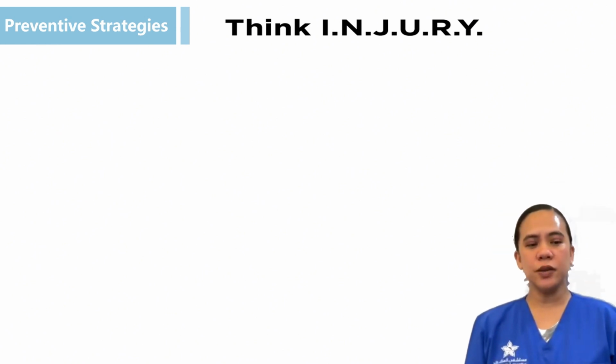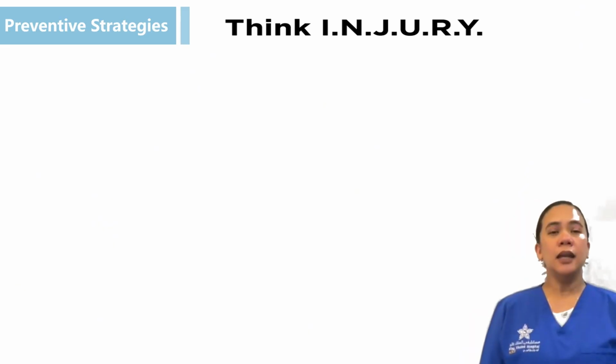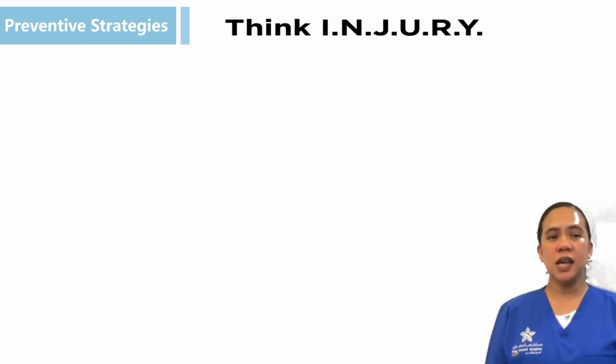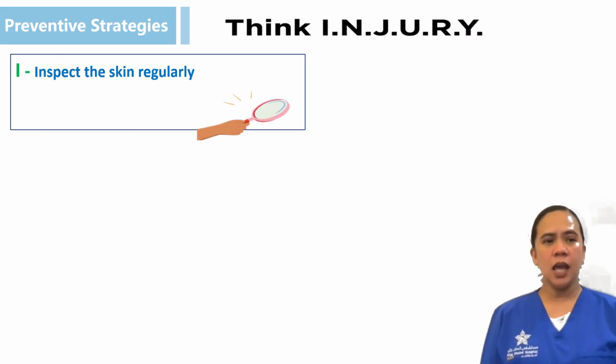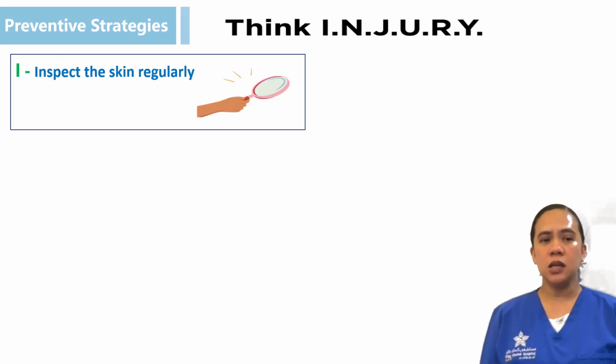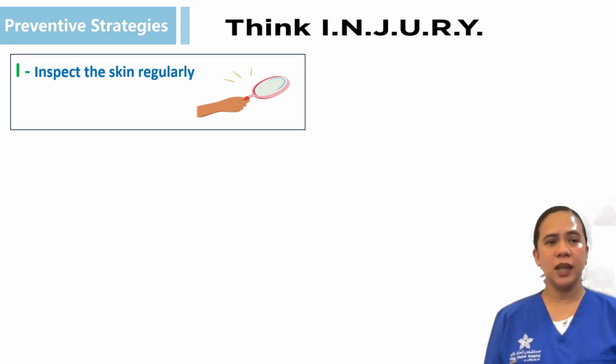Each letter in INJURY represents a core preventive strategy that addresses one or more risk factors for pressure ulcers. Let's break down what each letter stands for and explore how these strategies can be integrated into our daily care routines. I, inspect skin regularly. Check your patient's skin daily, especially over bony areas. Early detection means early intervention.